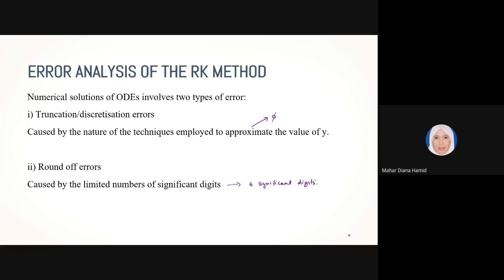So there are two types of errors. The first would be truncation errors. These truncation errors we can minimize by choosing a method that's more accurate compared to the other methods. And the second would be the round-off error, which we can minimize by using higher significant digits. However, in this course, we are going to fix it to six significant digits only.